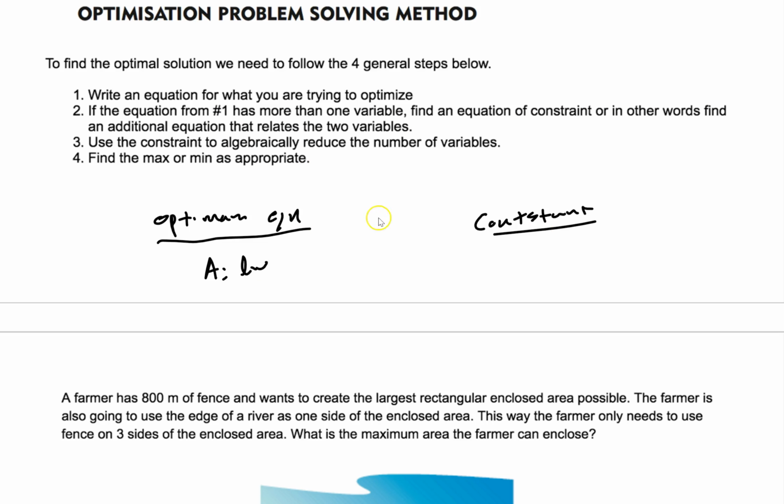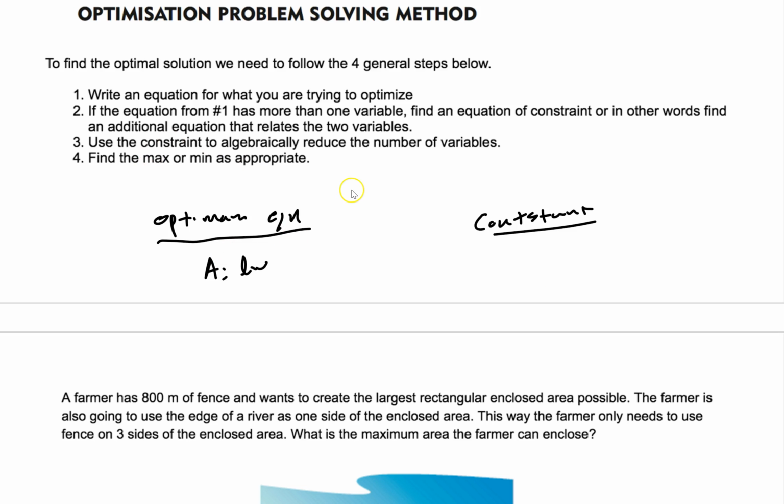So that's the way it's generally going to run. They'll give you an optimization equation, like find the max of this, or find the min of this. And then they'll also give you something else, like, oh, you only have 20 yards of fencing, and that's going to be your constraint equation. Then use algebra with the constraint: solve the constraint for a variable, plug it into the other equation, and solve. That's kind of the idea.